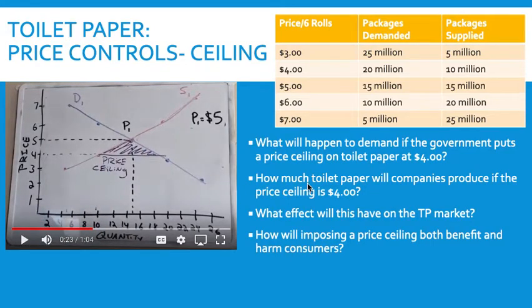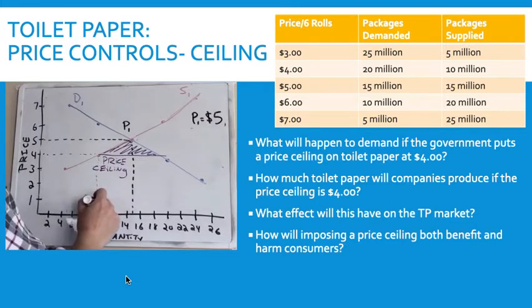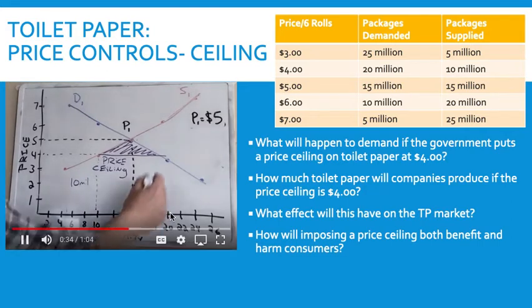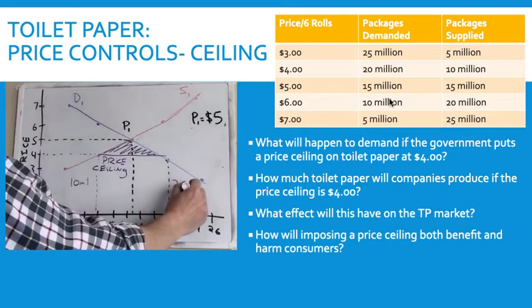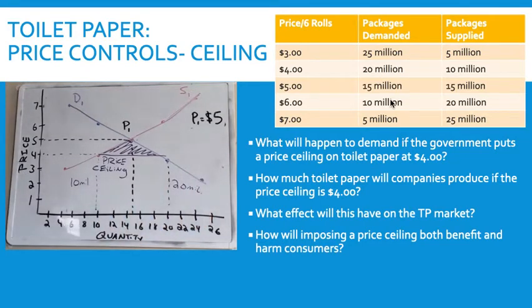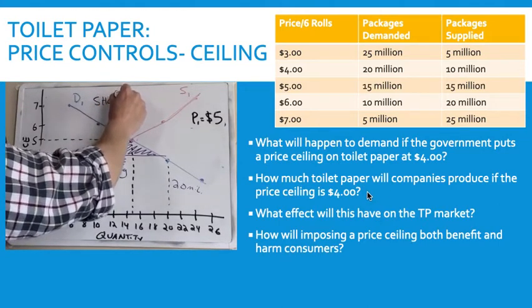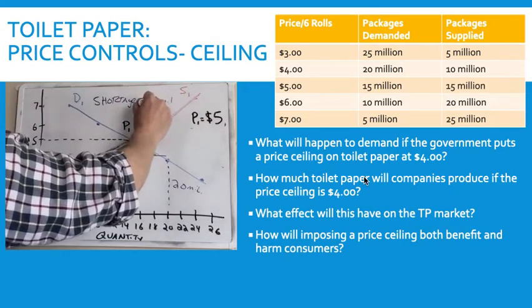So how much toilet paper will people want to produce at $4? Well, we can look up here. They only want to produce 10 million rolls of toilet paper. So we could follow that down on this line and say that 10 million is what suppliers are willing to produce. But at $4, consumers want to buy 20 million rolls of toilet paper. We end up with a shortage of 10 million rolls of toilet paper. There'd be less toilet paper on the shelves because producers don't want to supply it at a cost to them that they don't think is worth the time to produce it.